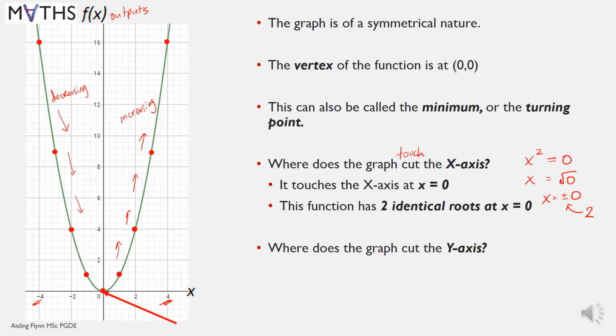Where does the graph cut the y-axis? Well, it crosses the y-axis at y equals 0 also. Again, in further examples, we'll see how that differs. The y-intercept is equal to 0.